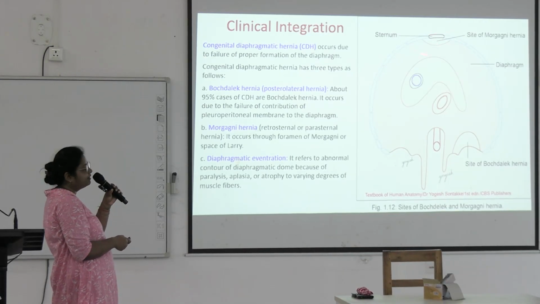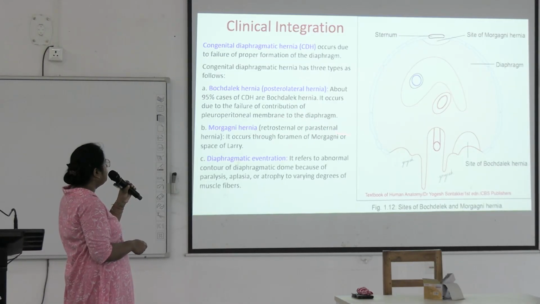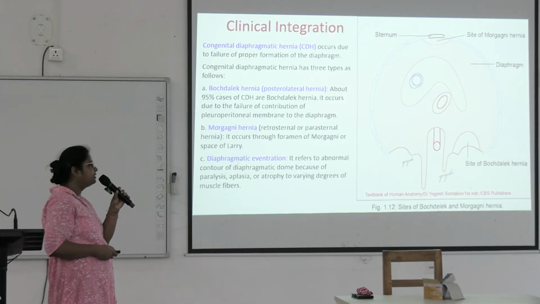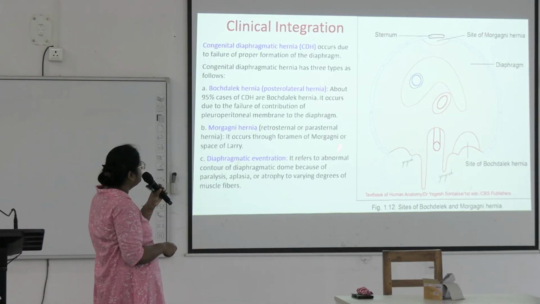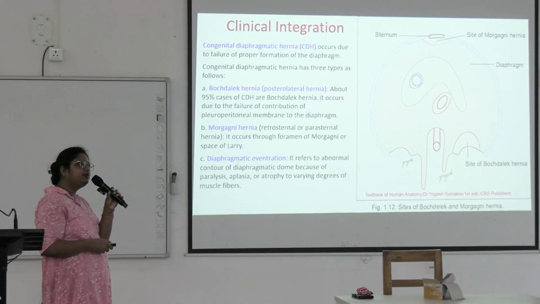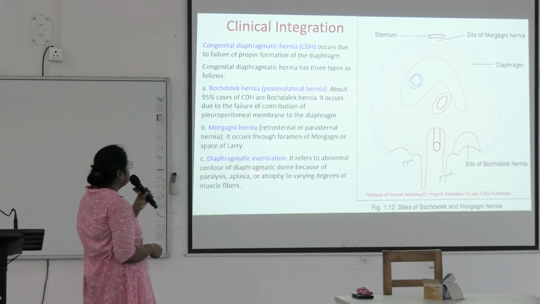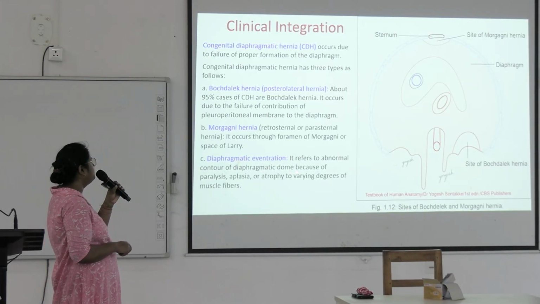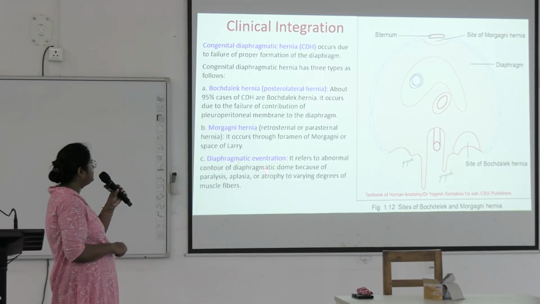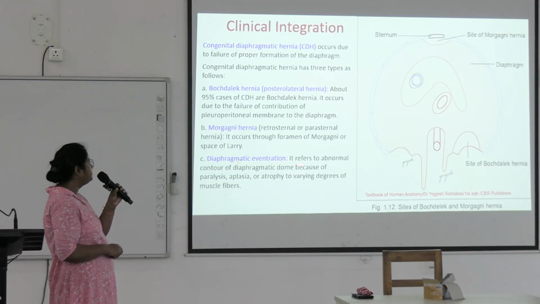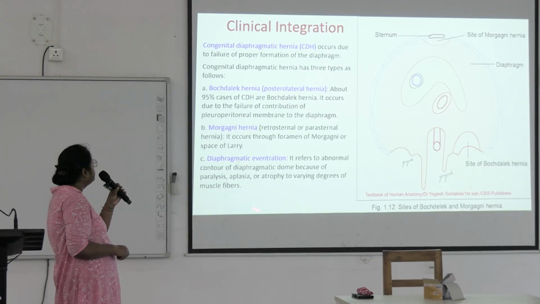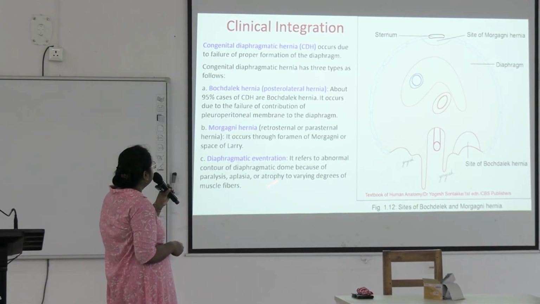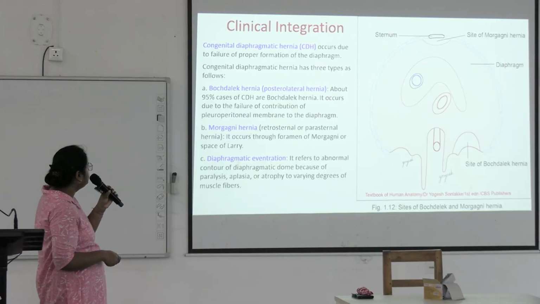Next is Morgagni hernia. This is the site of Morgagni hernia. It is also known as retrosternal or parasternal hernia because of the location, and it occurs through the foramen of Morgagni or space of Larrey. Next is diaphragmatic eventration. It refers to abnormal contour of the diaphragmatic dome because of paralysis, aplasia, or atrophy, to varying degrees, of muscle fibers. This is another type of congenital diaphragmatic hernia.